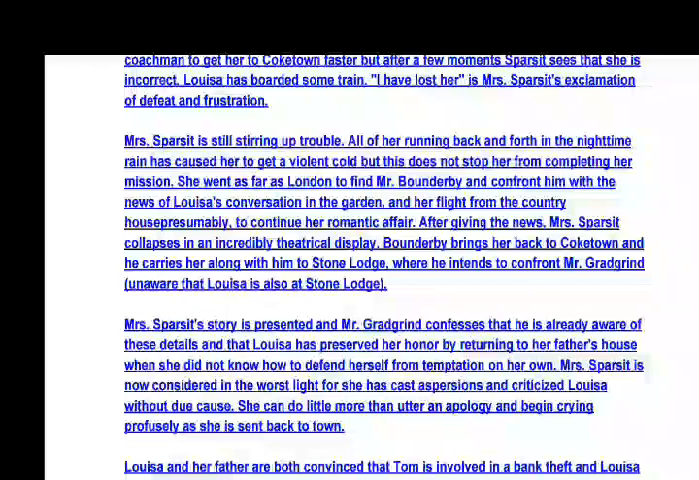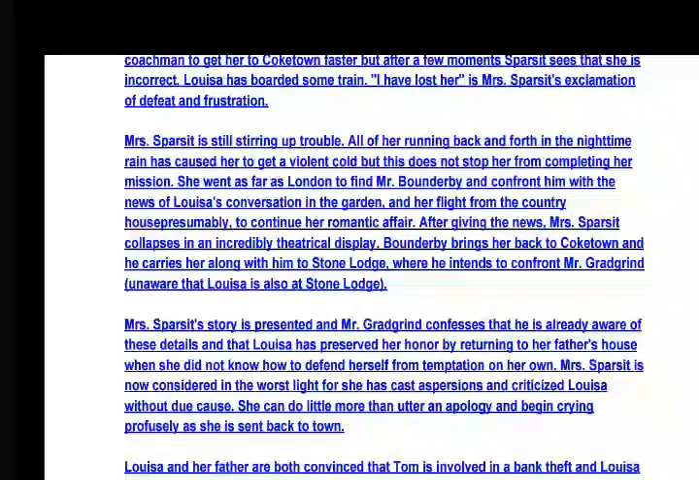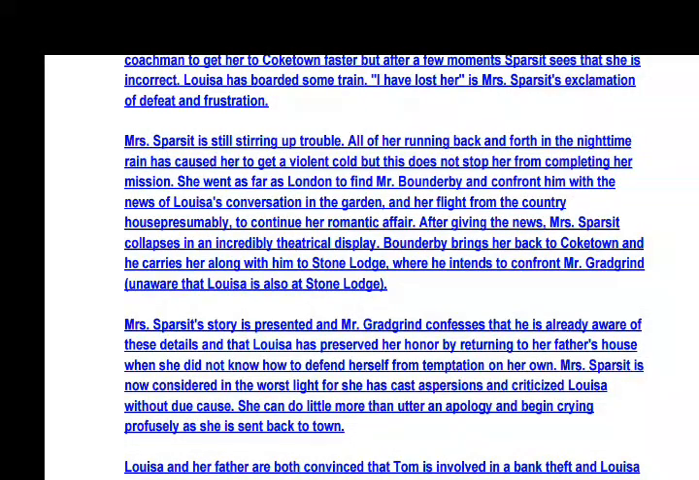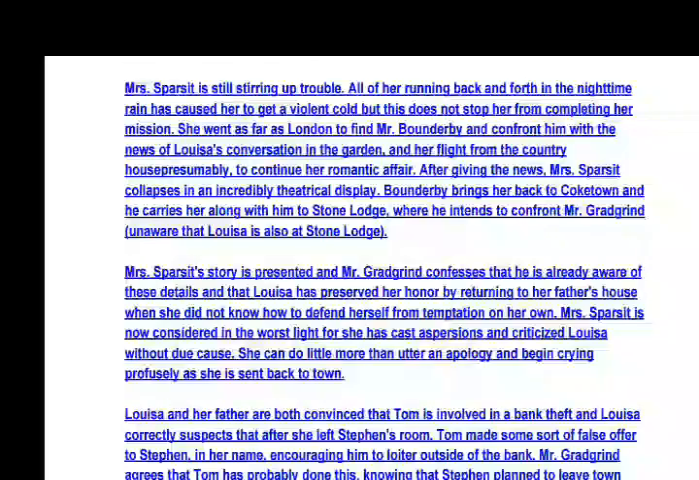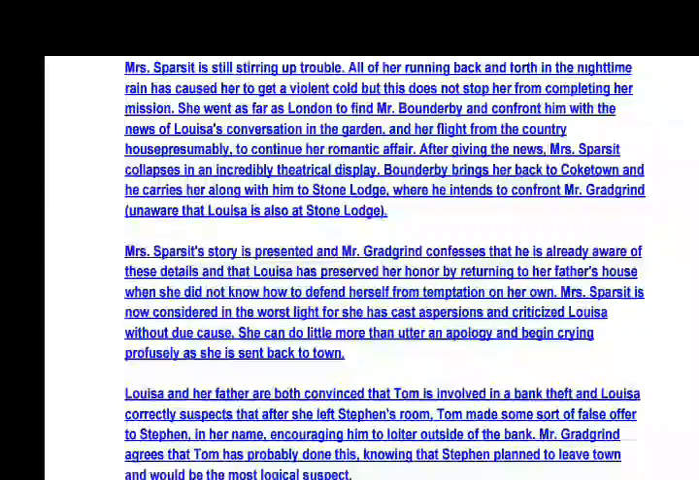Mrs. Sparsit is still stirring up trouble. All of her running back and forth in the night-time rain has caused her to get a violent cold, but this does not stop her from completing her mission. She goes as far as London to find Mr. Bounderby and confront him with the news of Louisa's conversation in the garden and her flight from the country house, presumably to continue her romantic affair. After giving the news, Mrs. Sparsit collapses in an incredibly theatrical display.